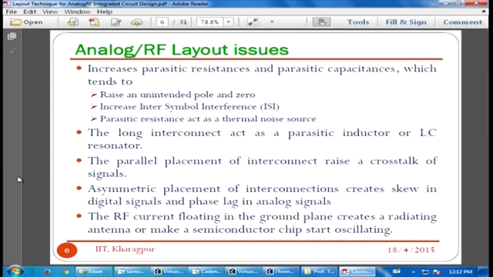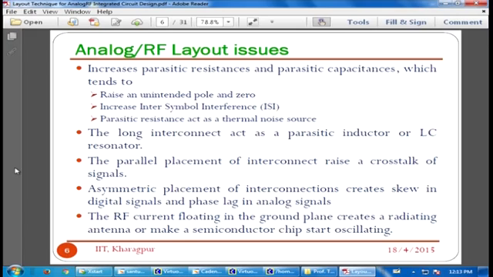Suppose one line is going beside another line. Suppose one line's signal level is 0.5 volt, another signal level is 0.7, 0.8, whatever it may be, and the frequency may be different. So that will couple to the side by side line. It will create crosstalk. And asymmetric placement of interconnection creates skew in digital and phase lag in analog.